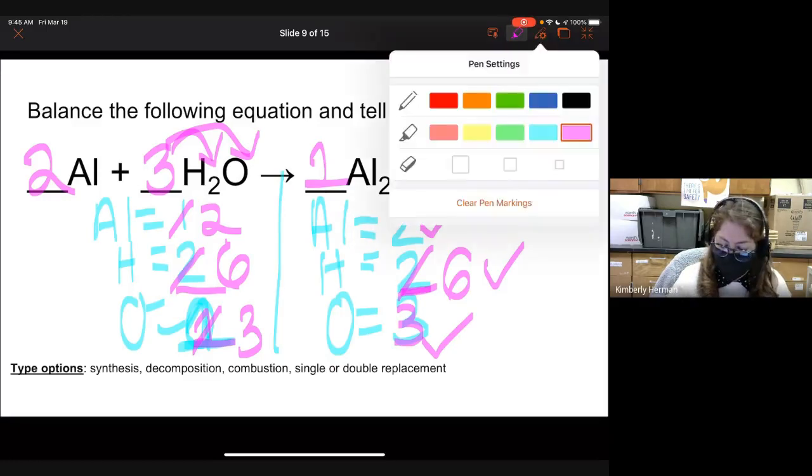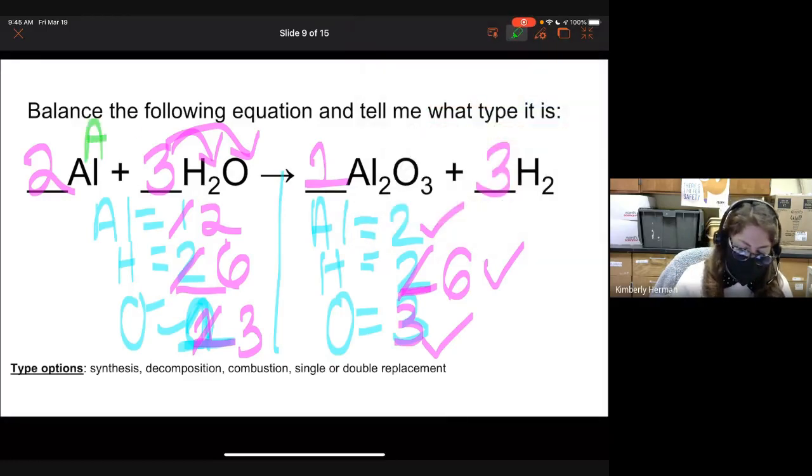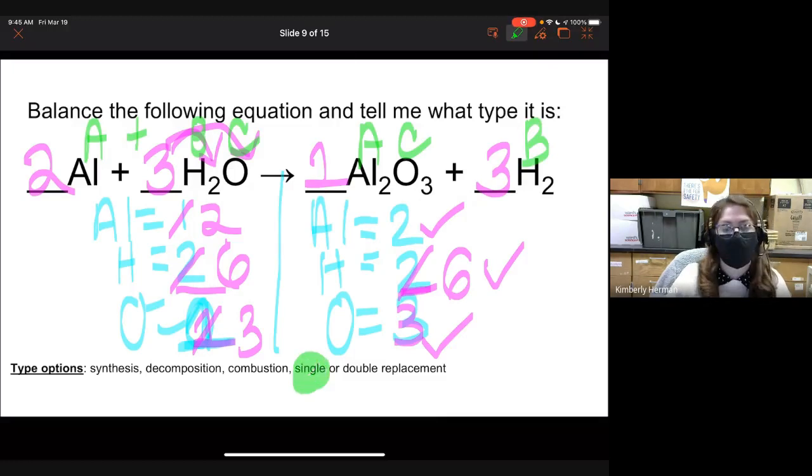So let's take a look at what type it is. So I have an A plus B and C. Now I have A with C and B's by itself. So this is a great example of a single replacement. We have a single element replacing one in our couple.